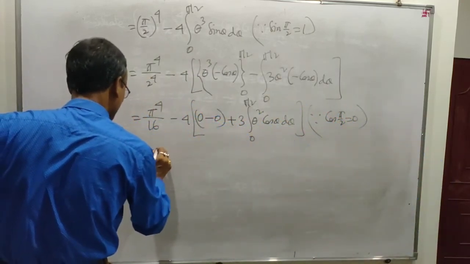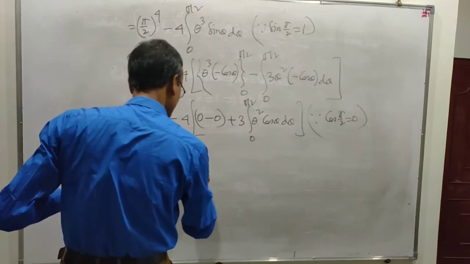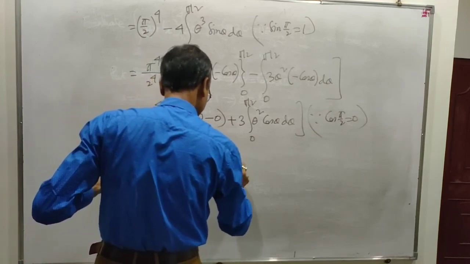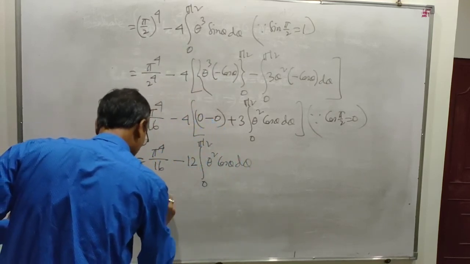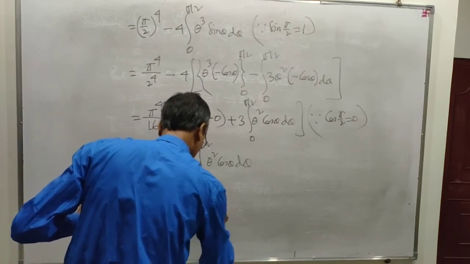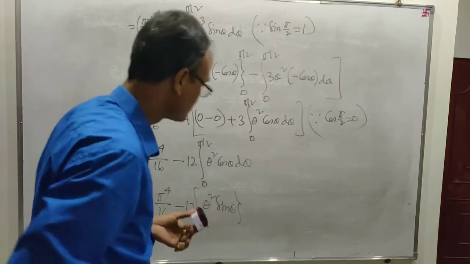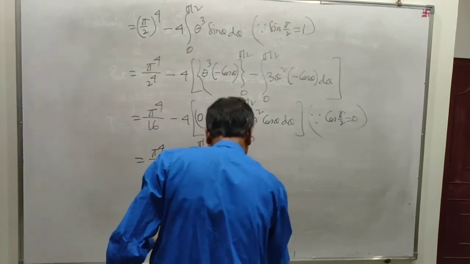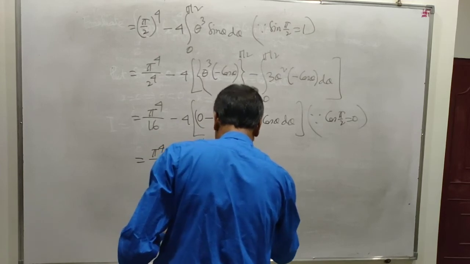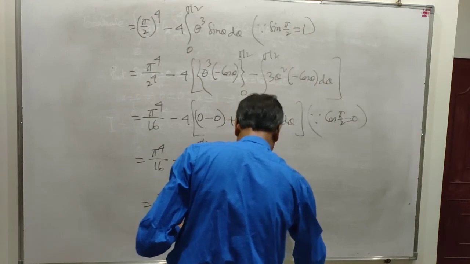This is equal to pi to the power 4 divided by 16 minus 4 into 3, 12, integration 0 to pi by 2 theta square cos theta d theta. This is equal to pi to the power 4 divided by 16 minus 12. First function theta square, second function cos theta, its integral is sin theta, from 0 to pi by 2, minus integration 0 to pi by 2 of twice theta into sin theta d theta.